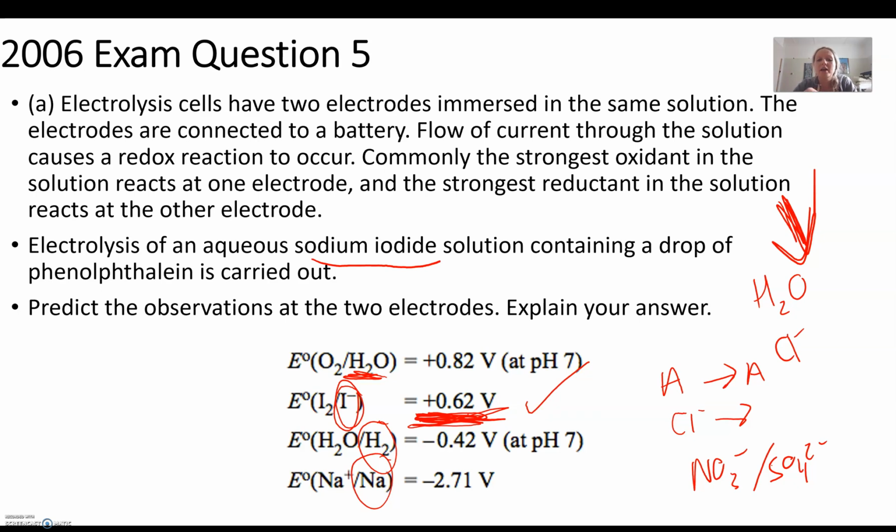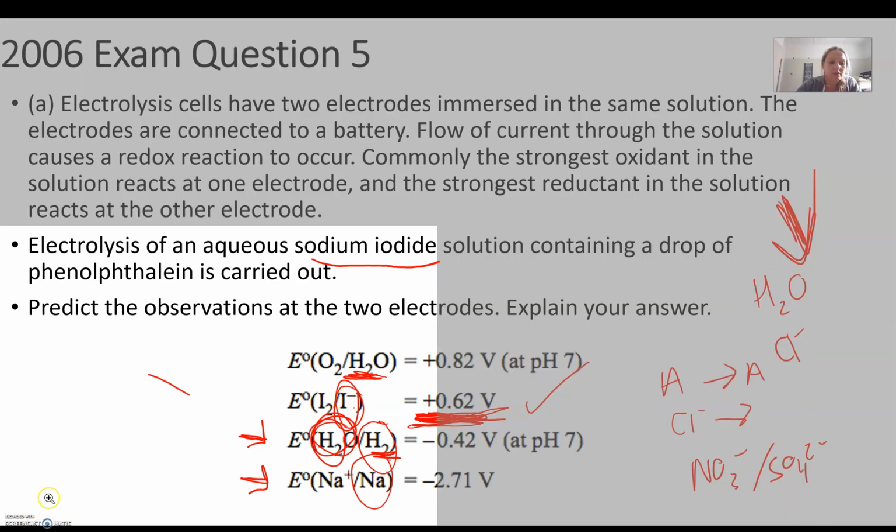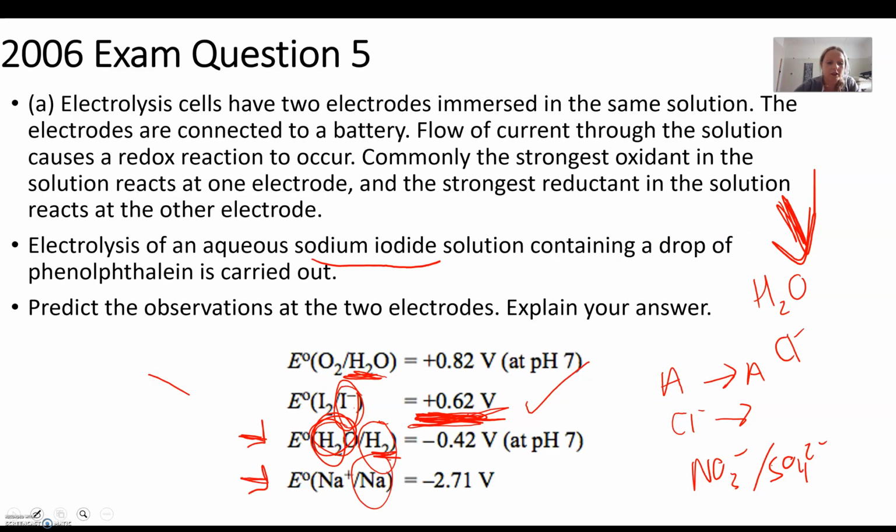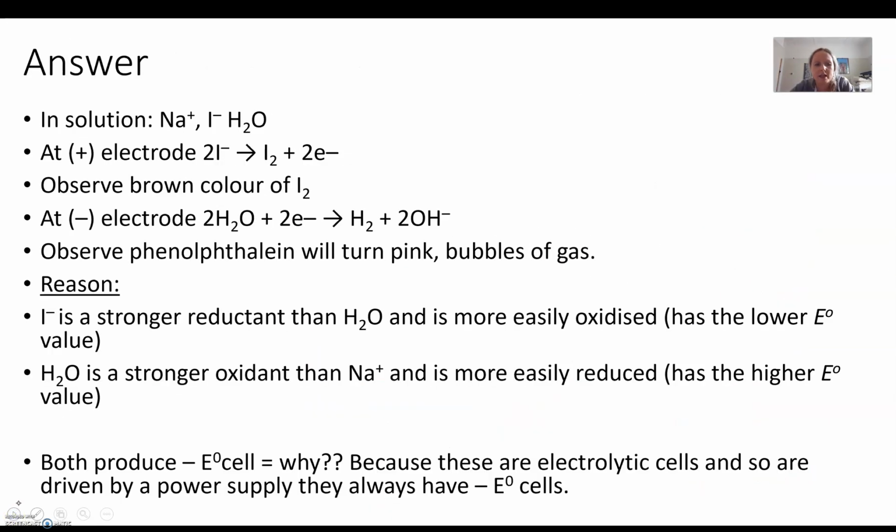The next part is what's going to get reduced, sodium or water. This is the reaction for water getting reduced, and here's the sodium getting reduced. We know that the species with the highest reduction potential will always get reduced, and in this case, that's water. It's much higher than Na+. So water is going to get reduced and produce hydrogen gas, and iodide's going to get oxidized and produce iodine. Hopefully that makes sense. Okay, there's the answer.